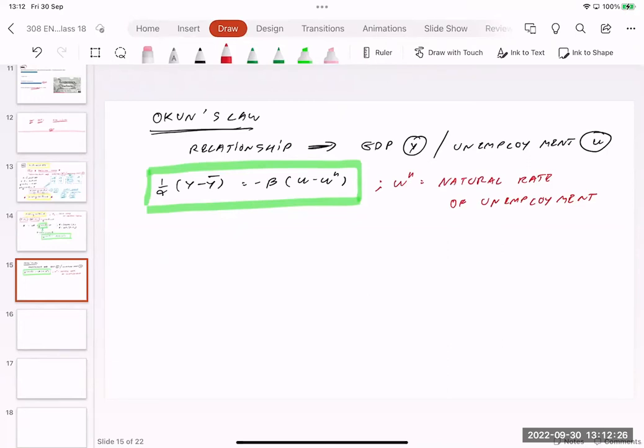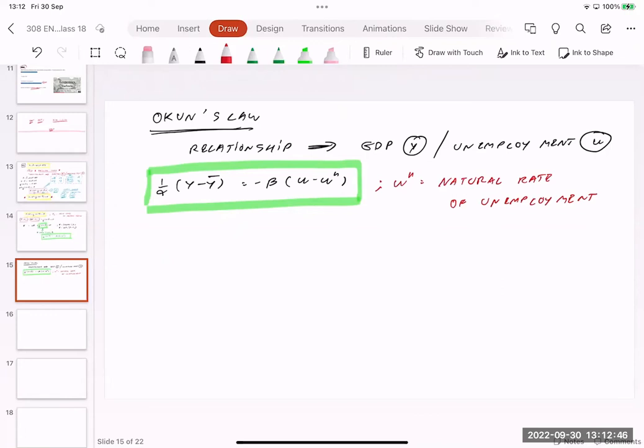So UN is the lowest number of unemployment. For example, in the USA, UN is around 2 to 3%. This is the best number of unemployment. It's impossible to make unemployment equal to zero, so 2% or 3% is the best. UN is the reference number.